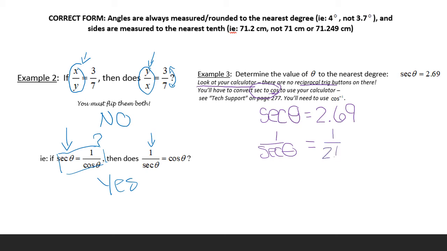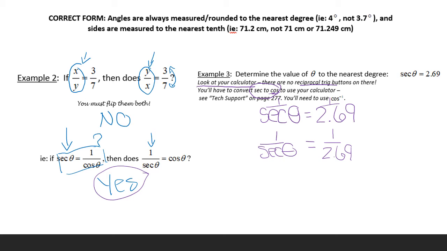And it's really quite common for students to only flip one side. That's why I showed you these examples over here. We have to flip both sides. If I'm going to put 1 over on this side, I have to do 1 over on this side to keep everything equal. So 1 over secant is equal to 1 over 2.69.